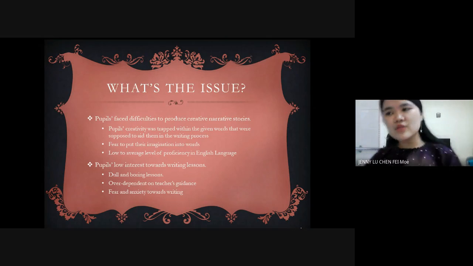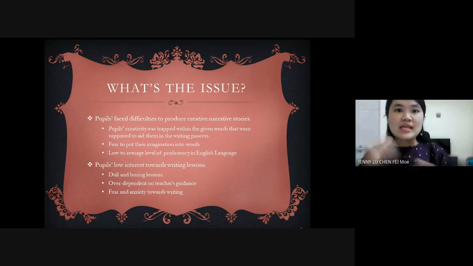So I did some observation, some informal discussion, as well as some informal interviews and conversations with my pupils, and I found several of these items that you can see in my PowerPoint slideshow. The first one is that pupils face difficulties to produce creative narrative stories. Basically, pupils' creativity was trapped within the given words that were supposed to aid them in their writing process.